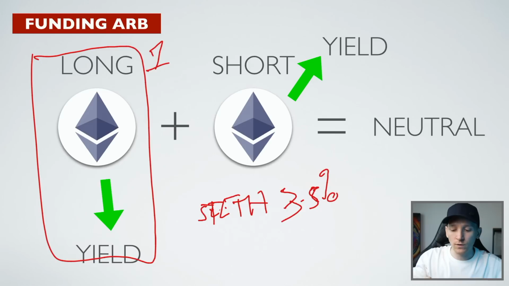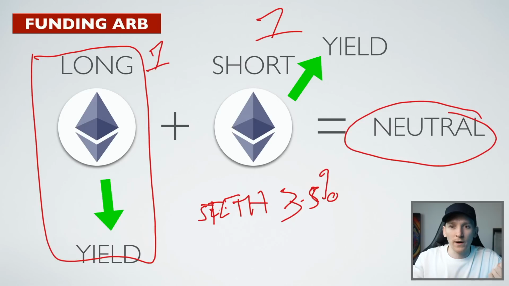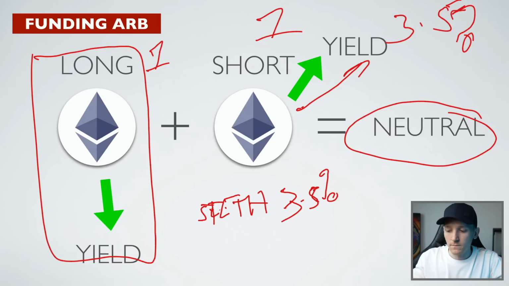So we're long one staked ETH. We can go short in the futures market, one ETH, using our staked ETH as collateral. And so we're long one ETH and we're short one ETH, and so our position is delta neutral. So if the price goes up or down, it doesn't matter because both positions will either gain or lose the exact same amount. But we are arbitraging the yield, 3.5%. And so that is a yield rate arbitrage or a funding arbitrage.